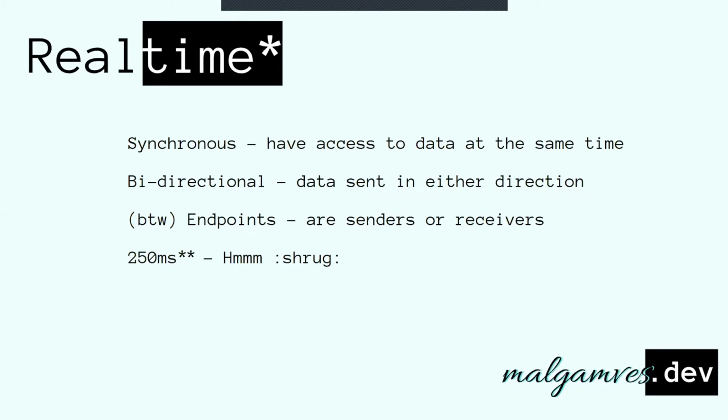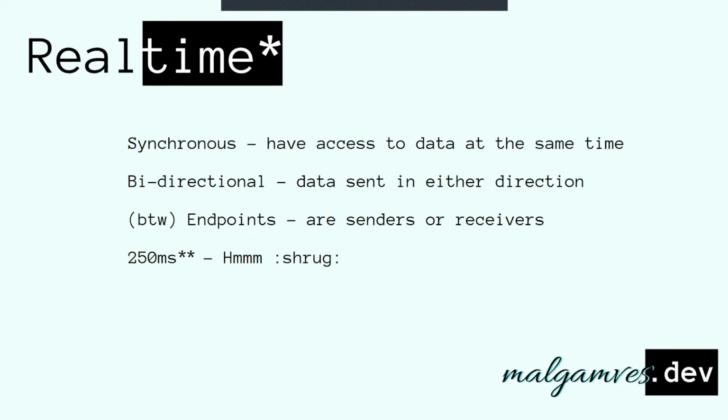So real-time is just synchronous, bidirectional communication between endpoints that happens in less than 250 milliseconds, and I put an asterisk on the 250 because I think it's relative how long it takes for humans to notice the lag. I think 250 milliseconds is a good trade-off. So the synchronous part is basically having access to data at the same time, and bidirectional being data sent in either direction between endpoints, and these endpoints are just senders or receivers.